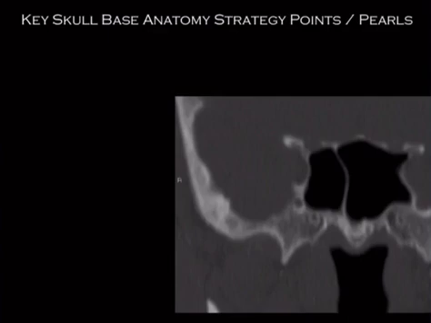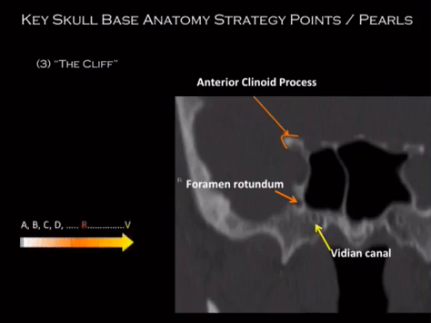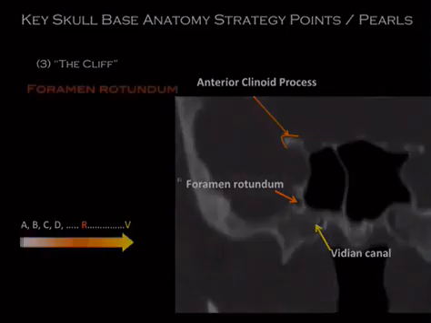Last pearl here. Key skull base anatomy. Number 3, the cliff. There you go. Anterior clinoid process, mentioned it a few times. When you see that, look down and you will see foramen rotundum. And then if you look medial to that, you will see Vidian's canal. How do I remember the relationship between rotundum and Vidian's canal? I remember my alphabet. Even in stress, I can remember my alphabet. So if I'm doing my alphabet, R comes before V if you're headed in that direction. So rotundum and then Vidian's canal being more medial.